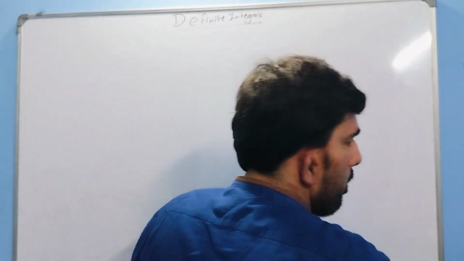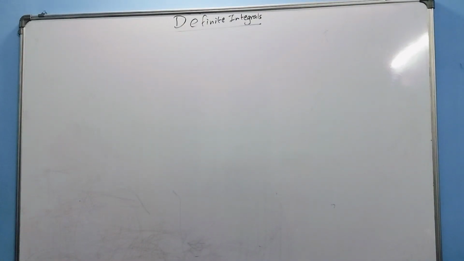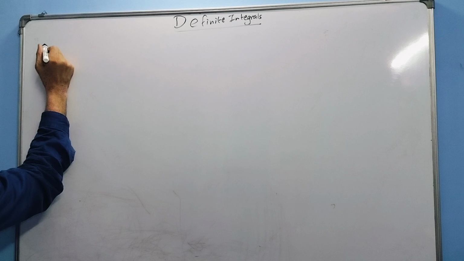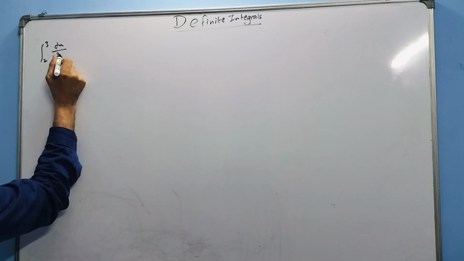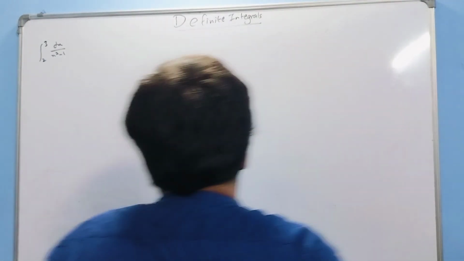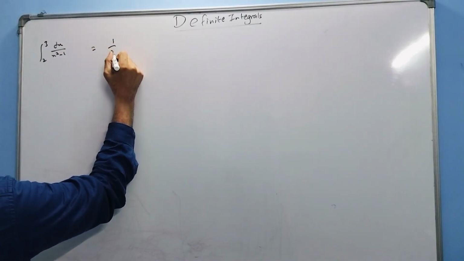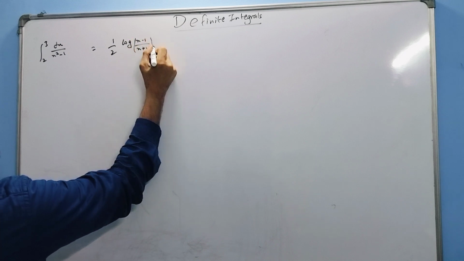Now let us solve one more numerical. We have just solved 10 numericals, now let us try to solve more. In the 11th, we have the integral from 2 to 3 of dx upon x square minus 1. So here we'll apply the formula 1 by 2 log of (x minus 1) upon (x plus 1) plus c.